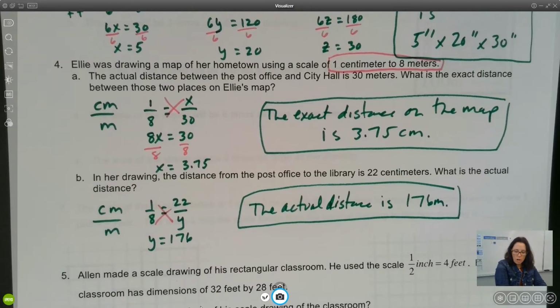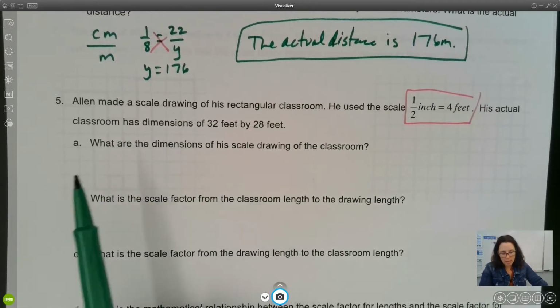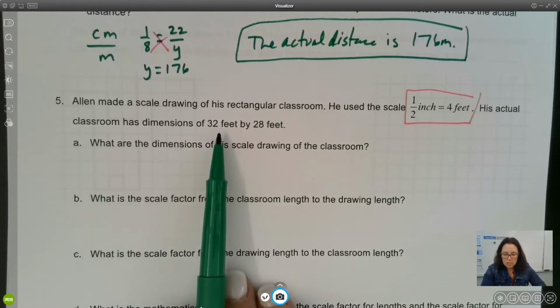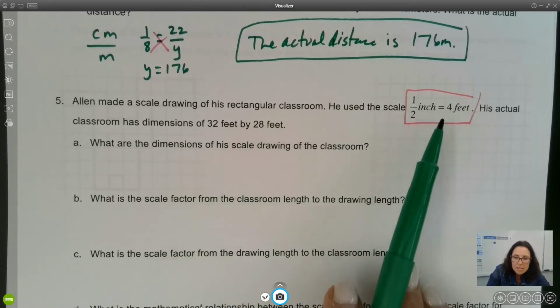Alan made a scale drawing of his rectangular classroom. He used a scale 1/2 inch equals 4 feet. His actual classroom is 32 feet by 28 feet. What are the dimensions of the scale drawing? Okay, we are given both of these measurements in feet, so we have two problems to solve in this part A. We have to find what 32 feet is in inches, and then separately we have to find out what 28 feet is in inches using this scale.